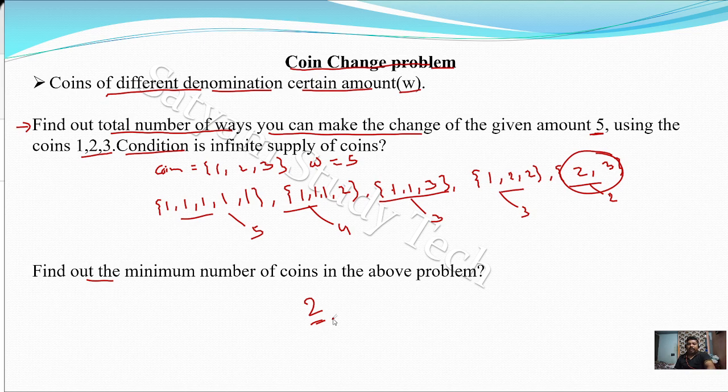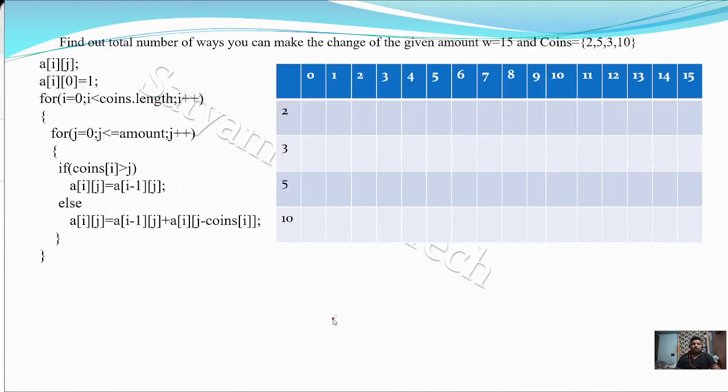Now we can explain the coin change problem using the dynamic programming approach. Find out the total number of ways you can make change for a given amount W equal to 15 with coins 2, 5, 3, 10. These are the coins. This is the example, and this is the tabulation method.